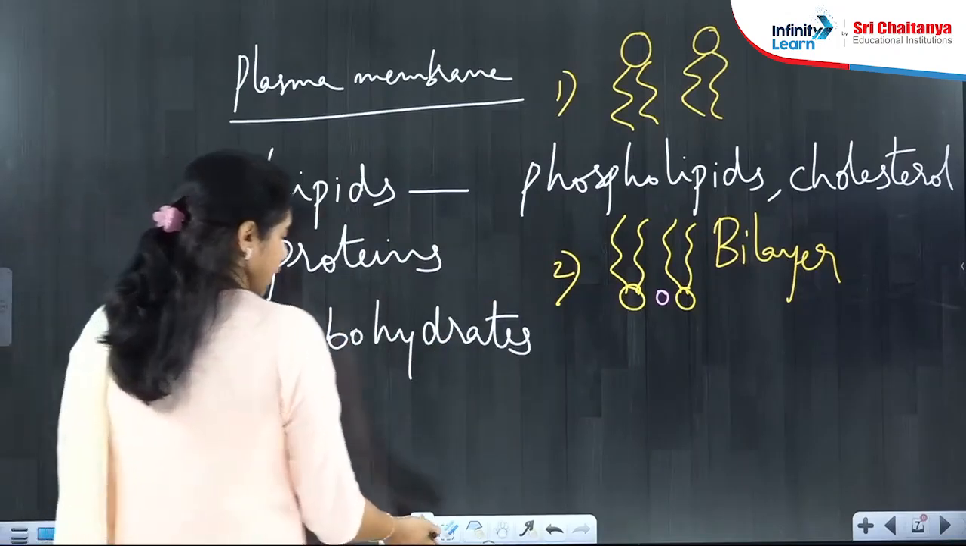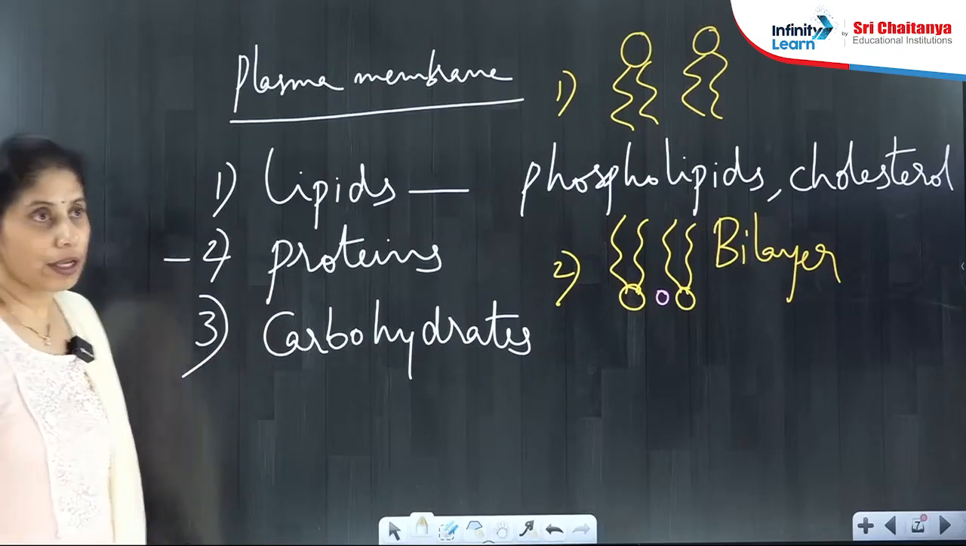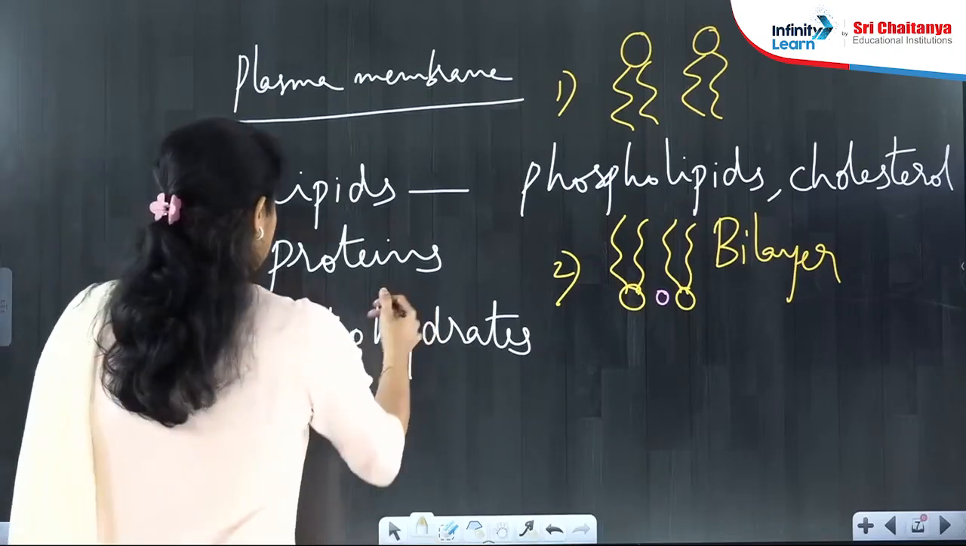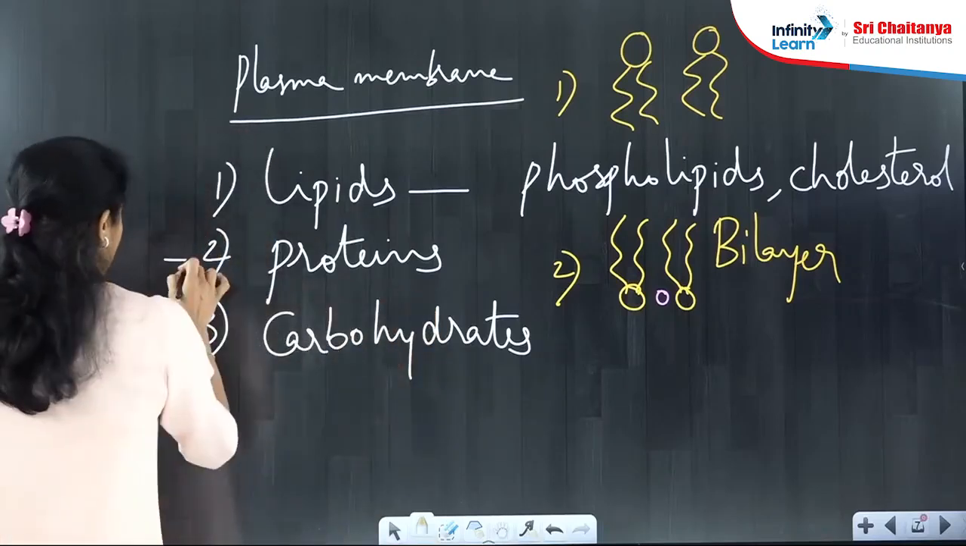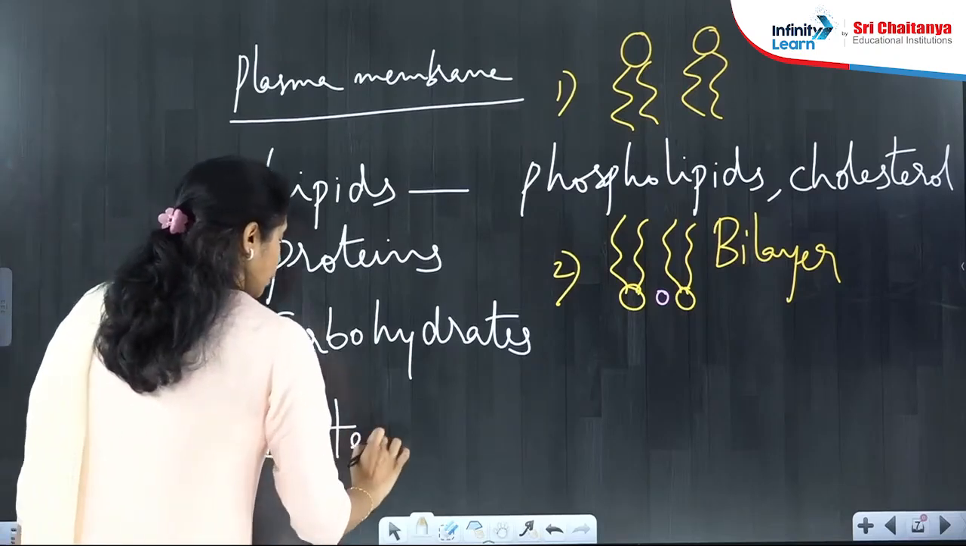Then in the proteins category, we have different types of proteins here. And the types of proteins which are present here are integral proteins and peripheral proteins.